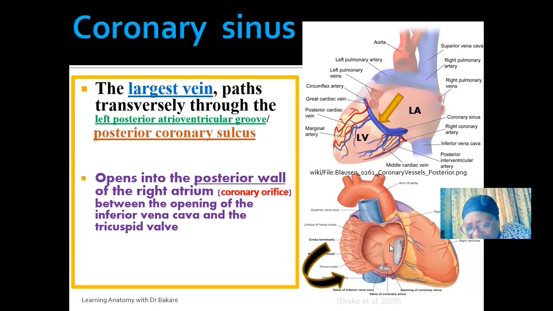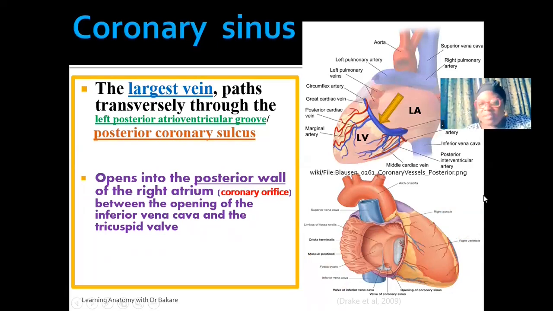So if you trace it down, at the lower part of the smooth posterior part is where you have the coronary orifice. As the coronary sinus is seen to pass through from the posterior part of the heart, you see it coming out at this region, and this is where it finally opens up into the right atrium. This point where it opens into the right atrium is referred to as the coronary orifice.